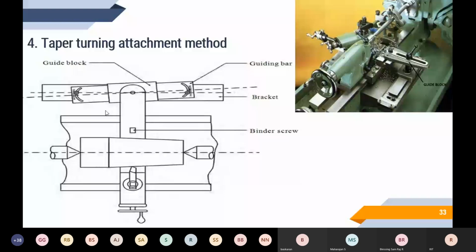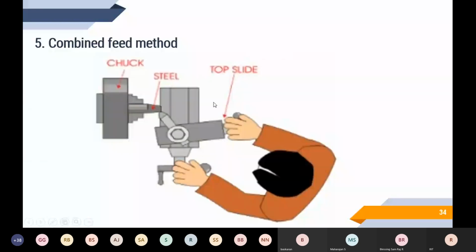And then the last technique is the combined feed method. Feed is given to the tool by the carriage and the cross slide at the same time to move the tool in a resultant direction to turn the taper. It's not a measurable one. Moving in both directions, we automatically get the tapered face, but it's not an accurate method to get an exact taper angle.